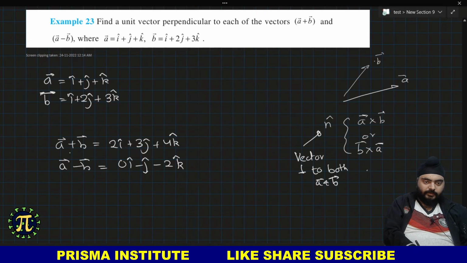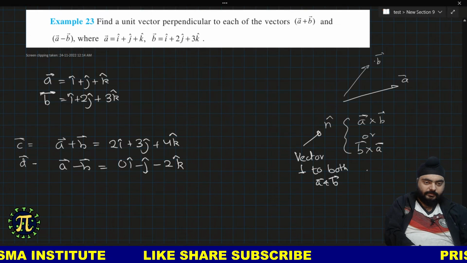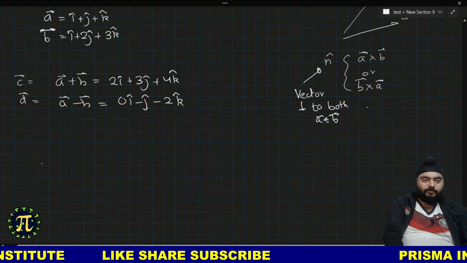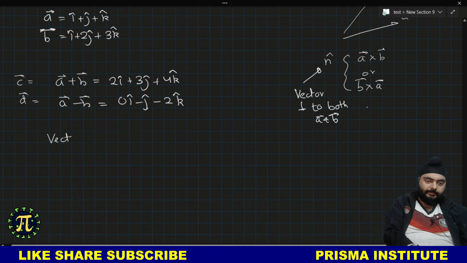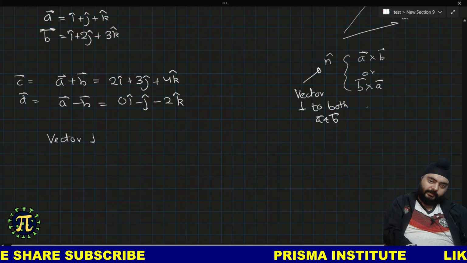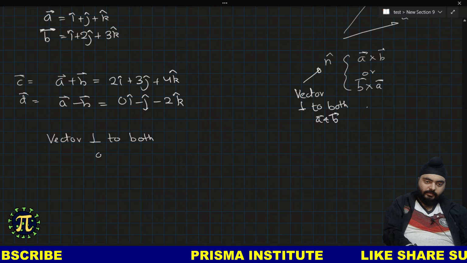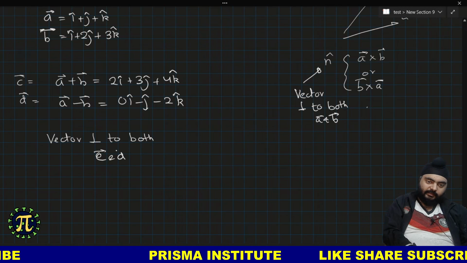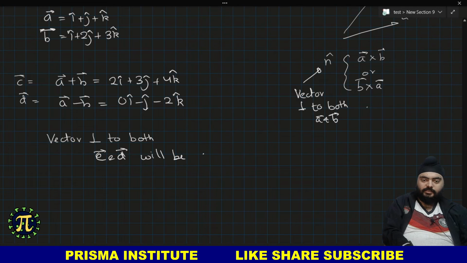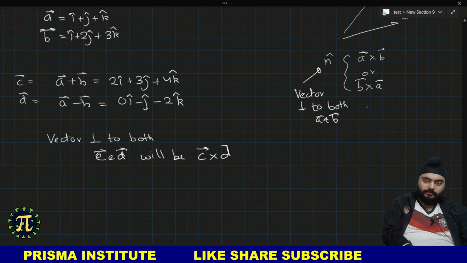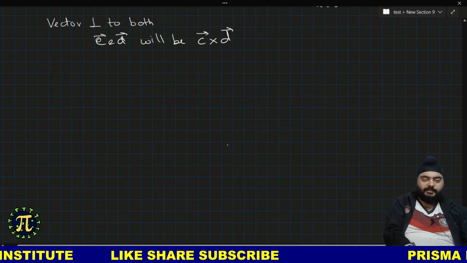So I can say this is c vector and this is d vector, right? Okay. So let's find a vector which is normal to both. So vector perpendicular to both c vector and d vector will be, कौन सा वेक्टर होगा वो? c क्रॉस d. Okay, this is a vector perpendicular to both of these. ठीक है. So let's find c cross d now.